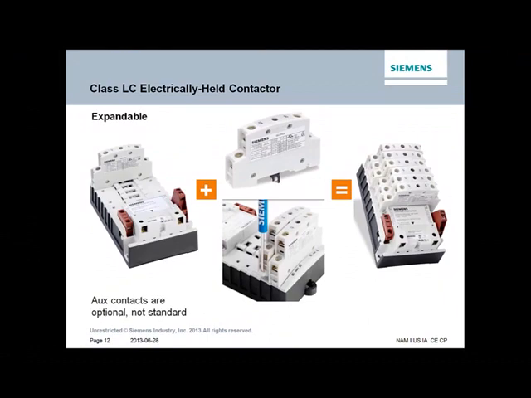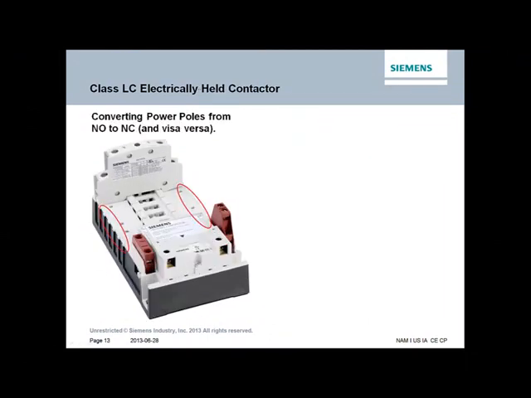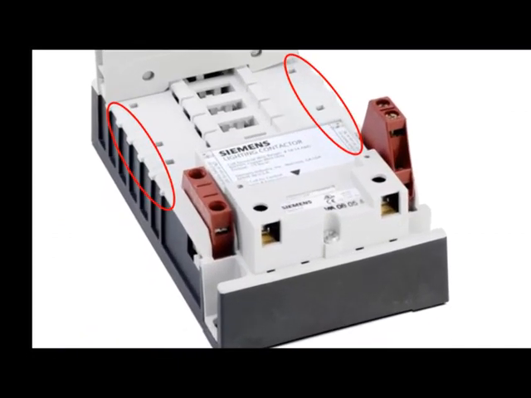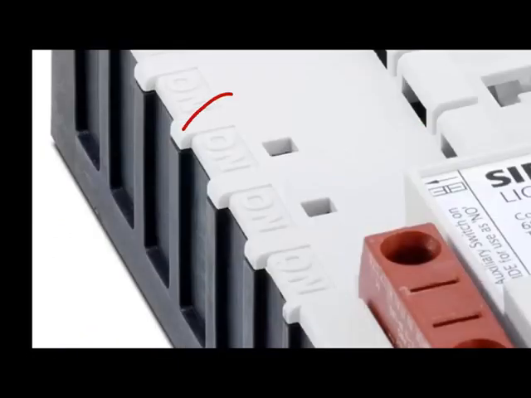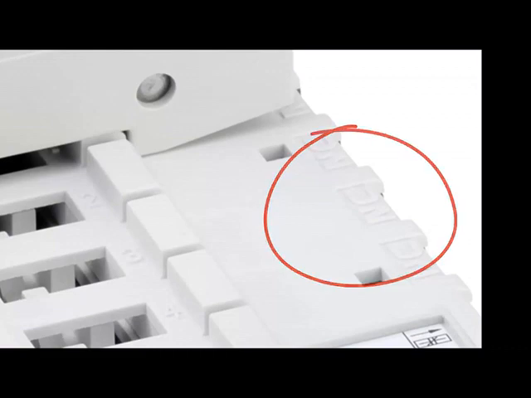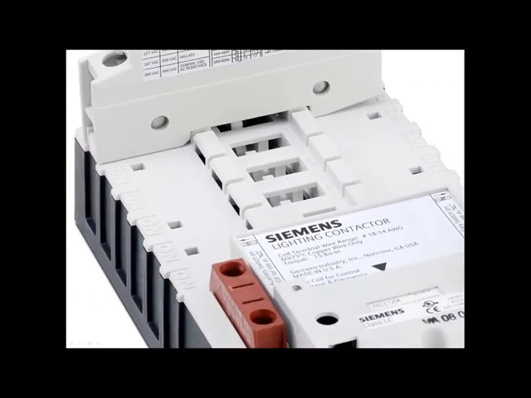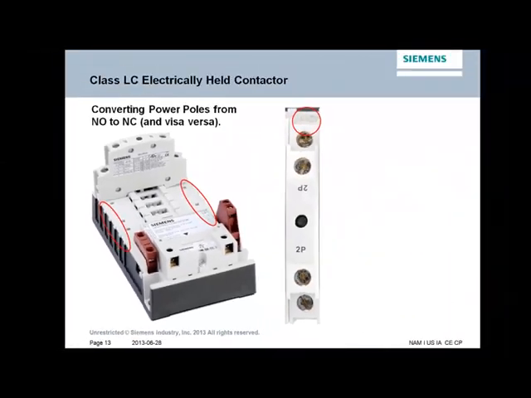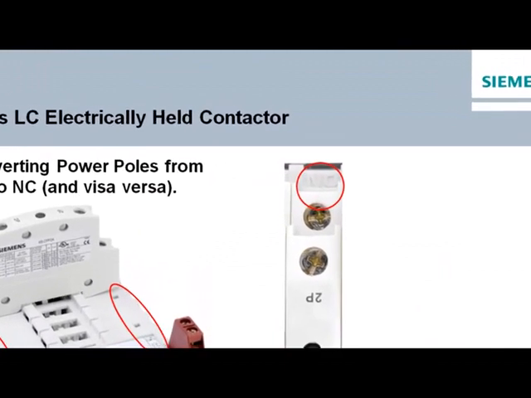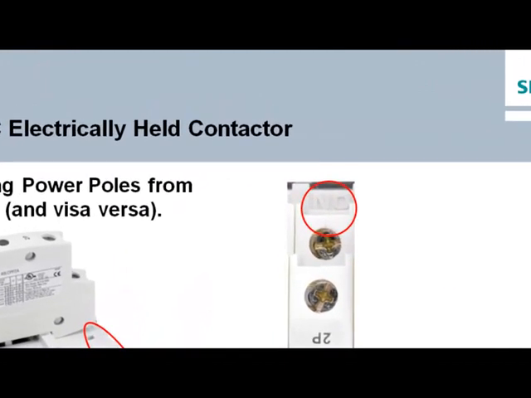The power poles are convertible. As you can see on the left side of the base, you see the NO, which indicates normally open. And on the far right side, you see the letters NC, which indicate normally closed. That power pole that is installed in this example, looking at the top right-hand side, you see the letter NO. So that power pole is in the normally open. It is configured as a normally open power pole on the contactor.